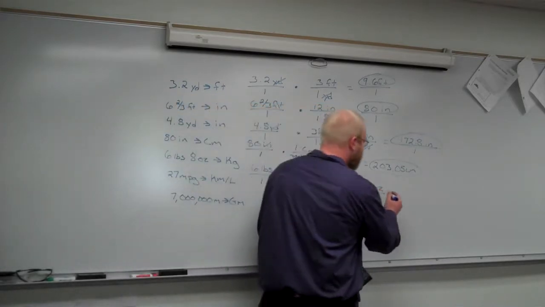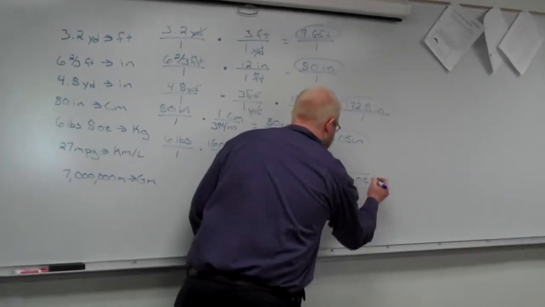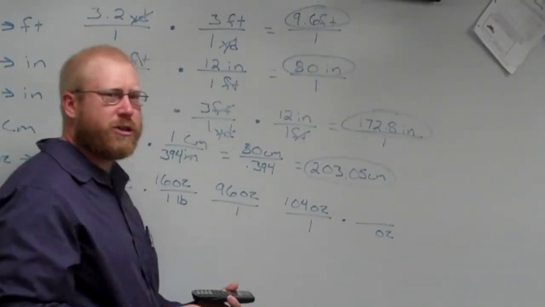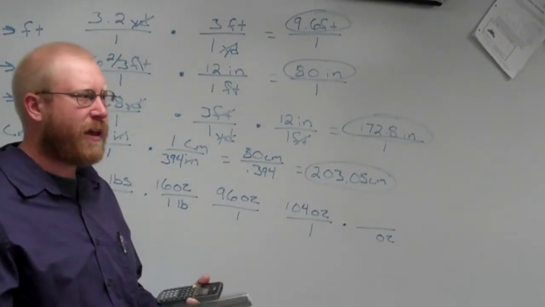So I have ounces. I want to get rid of ounces. And then, do we have a conversion from ounces to kilograms, or do we have to go to grams and then to kilograms?